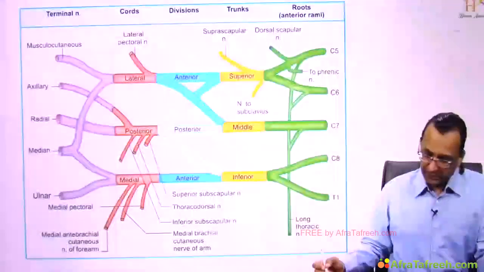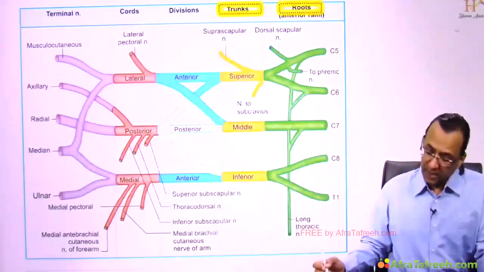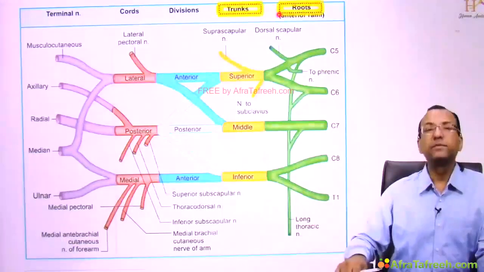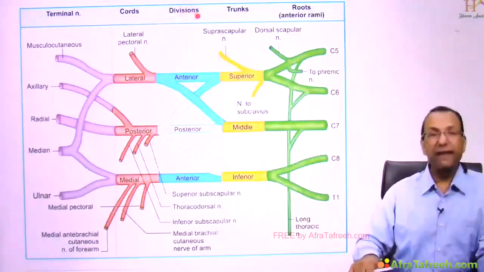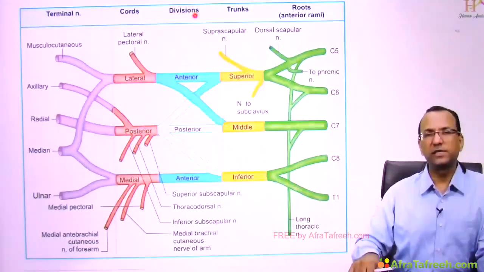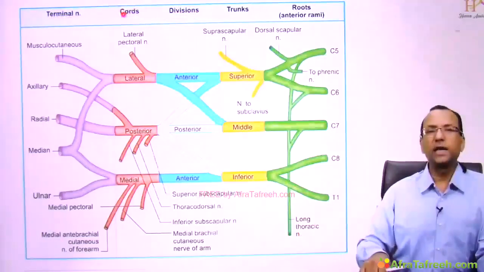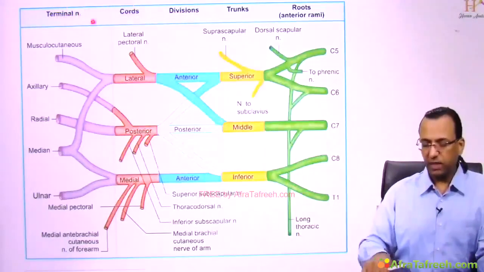So what details? Let us draw a schematic diagram and discuss. So what are we discussing? You see, these are the roots and trunks. They will be in the neck region. And where will be the divisions? Divisions will go behind the clavicle. There are 6 divisions, 3 anterior and 3 posterior. And where are the cords and branches? Cords and terminal branches are in the axillary region.